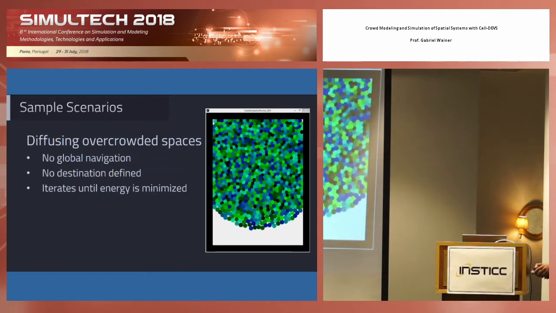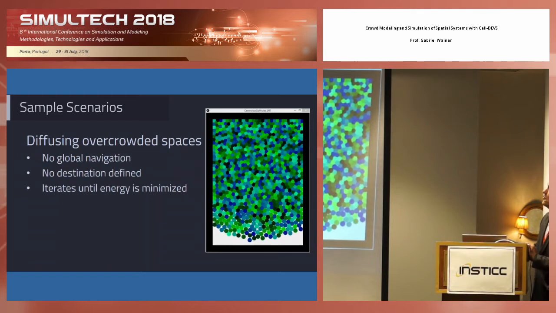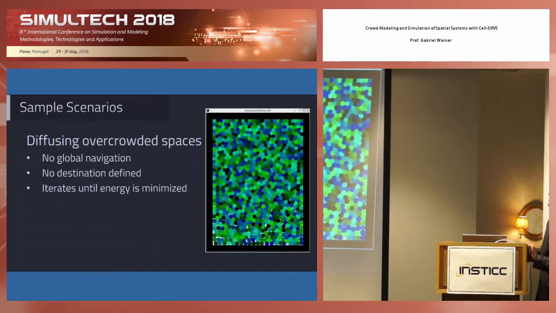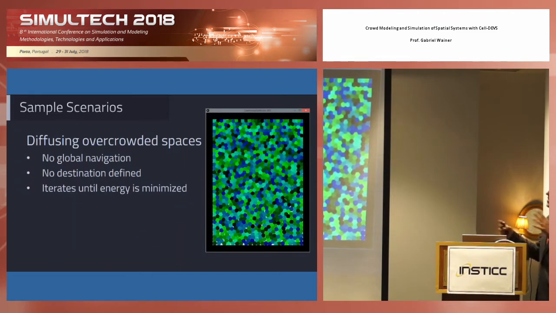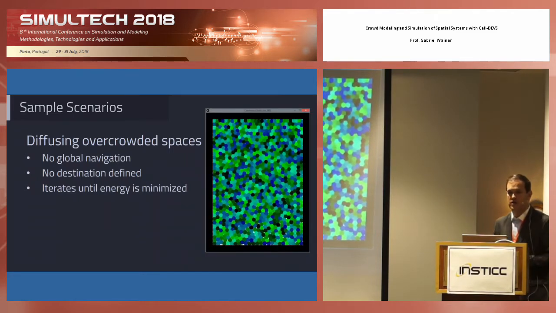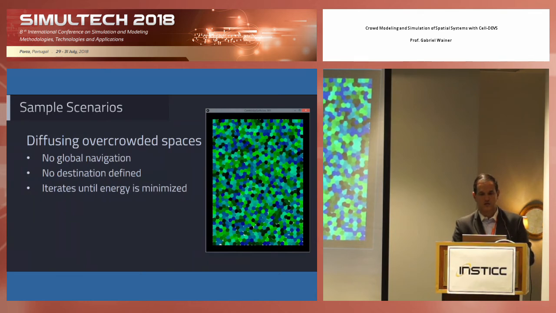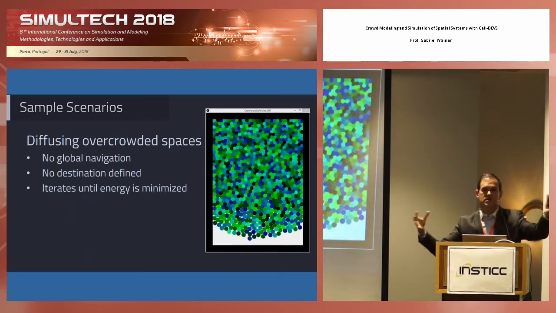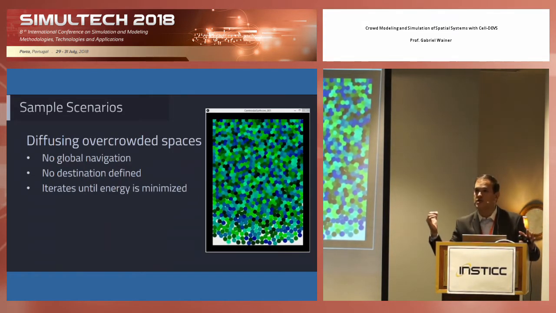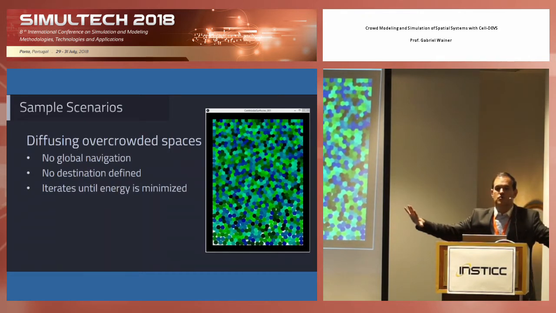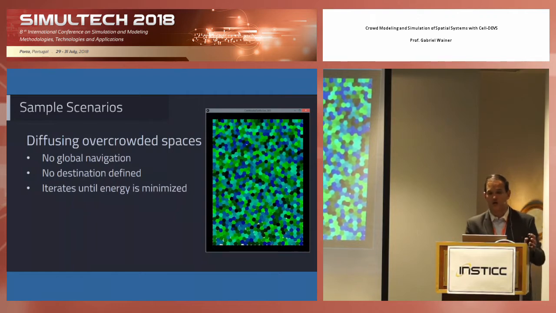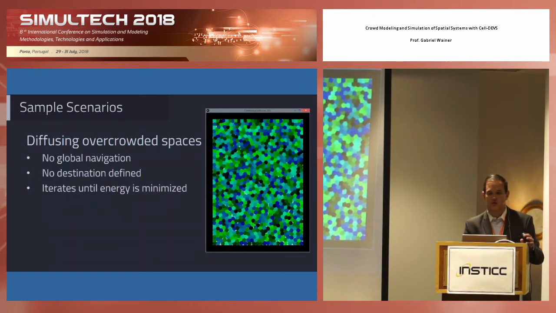So let's start with the examples. This is a very simple scenario in which we diffuse an overcrowded space. In this case, there's no global navigation, there's no destination, and this iterates until the level of energy gets minimized. So let's try to start it again. As you see, it started as a donut, and it started diffusing following what I just told you. People try to move around to avoid collision with the personal space, and when energy is at the minimum, the simulation stops.